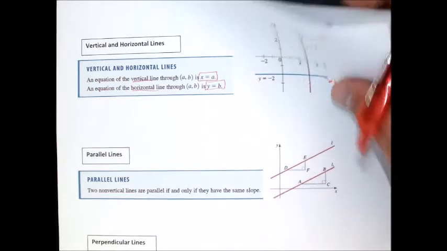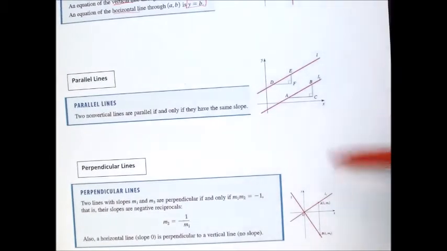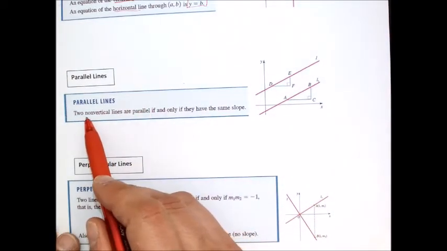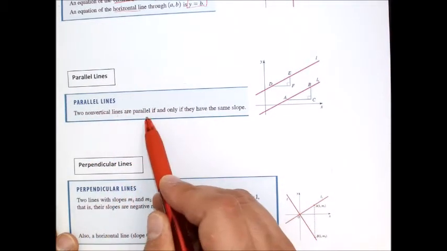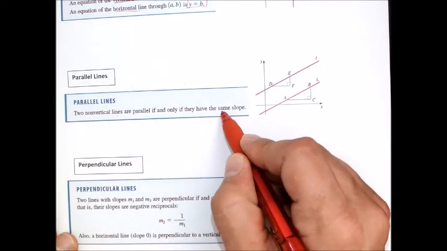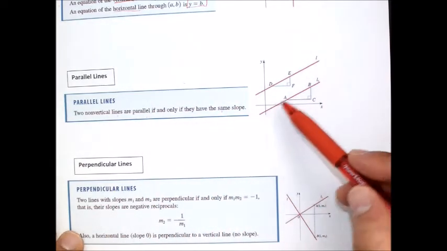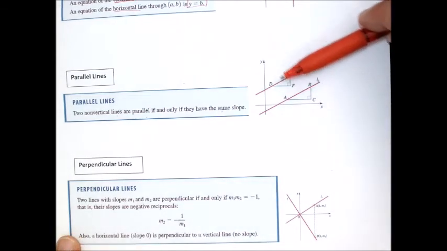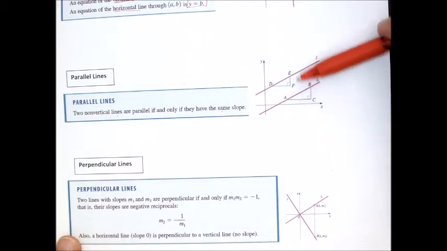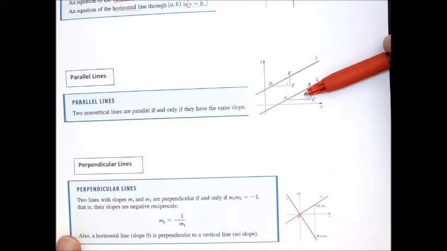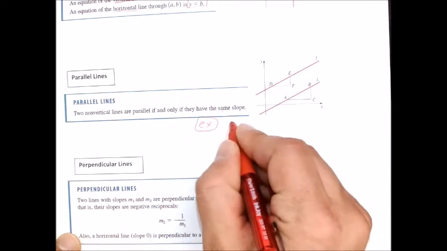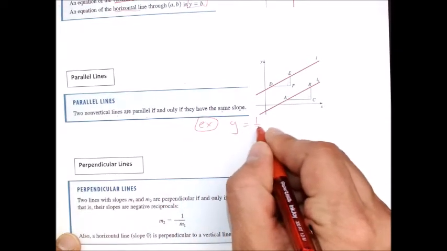If we have parallel lines, the next two things here are parallel versus perpendicular. This first thing says, if we have two non-vertical lines that are parallel, that means they have the same slope. This is a pictorial representation, and you can see that they're parallel because they are perfectly aligned next to each other and they're never going to cross. For example, these two lines have the same slope.